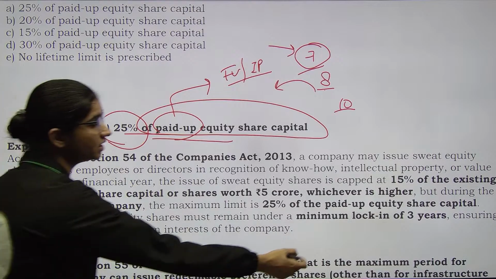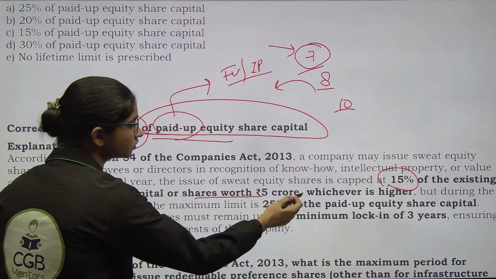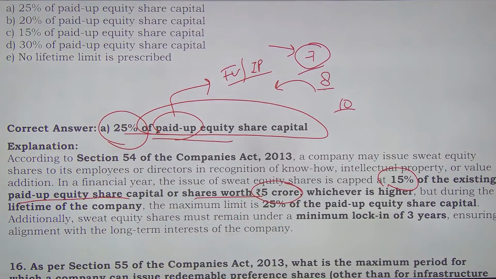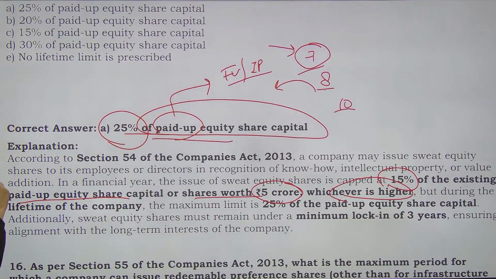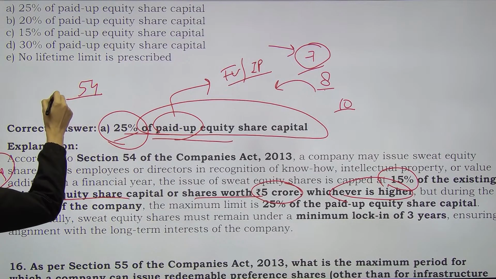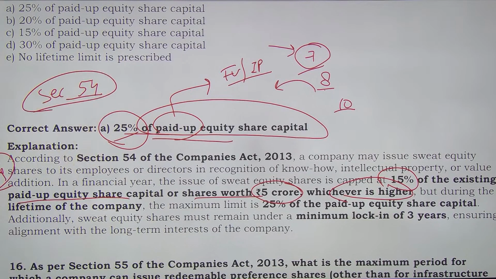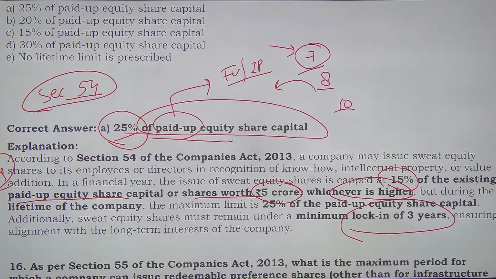Also 15% of the existing paid up equity share capital or shares worth rupees 5 crore in a particular year, whichever is higher, this much is the maximum जो कि एक financial year में company can issue for the sweat equity shares. And lifetime के लिए how much? 25% it is. Section number 54 is teaching you the sweat equity shares का provision. Please remember the section number also. And also the minimum lock-in period for sweat equity shares is 3 years. Remember this limit of 3 years also. So this was all the important point of section number 54 and this question.